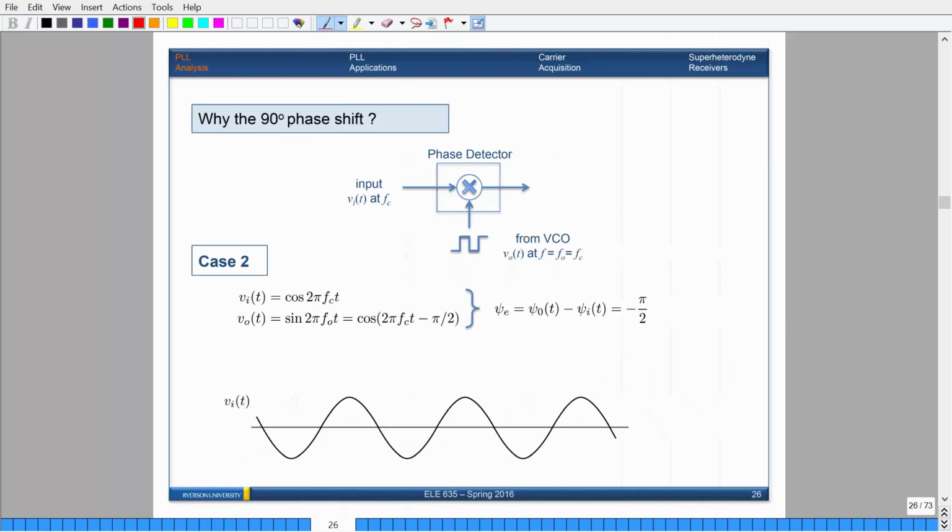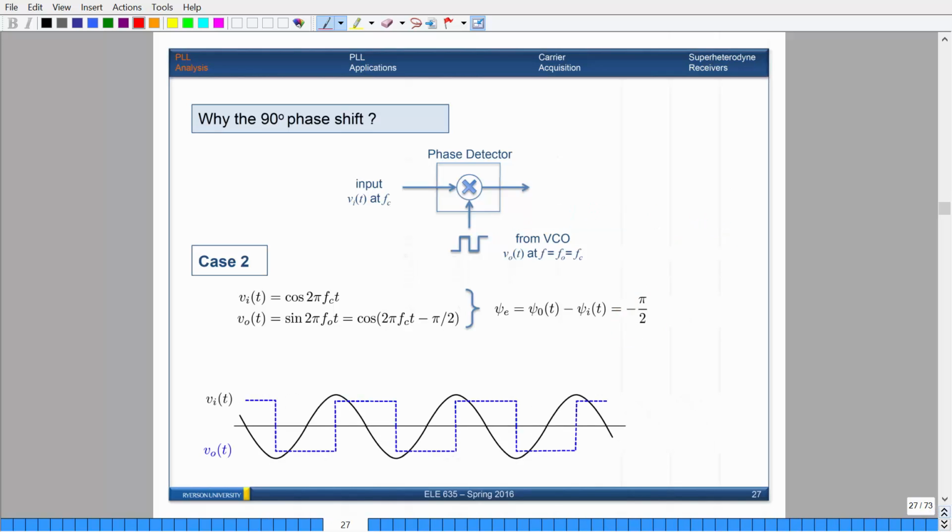Okay, so this is the second case where we want to make sure that there's a phase shift of pi over 2, right? So this is shifted now by 90 degrees. If you shift this square wave by 90 degrees and multiply it by the input sine that's going in, this is what's going to happen. So this is your sine wave coming in, and then this is 90 degrees shifted. We can break this up into two regions.